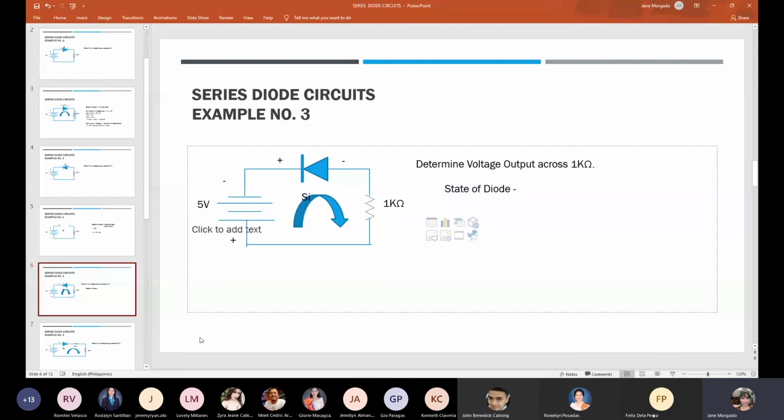Okay. So, let's proceed to example number 3. Ano naman pinagkaiba ni example number 3 sa example number 2? Pabaliktad po, ma'am, yung battery. Okay. Negative to positive. Tama. Reverse yung polarity ng battery. You now have negative 5 volts.